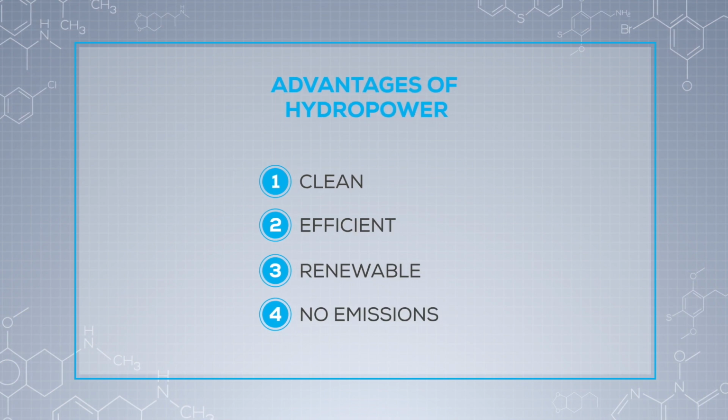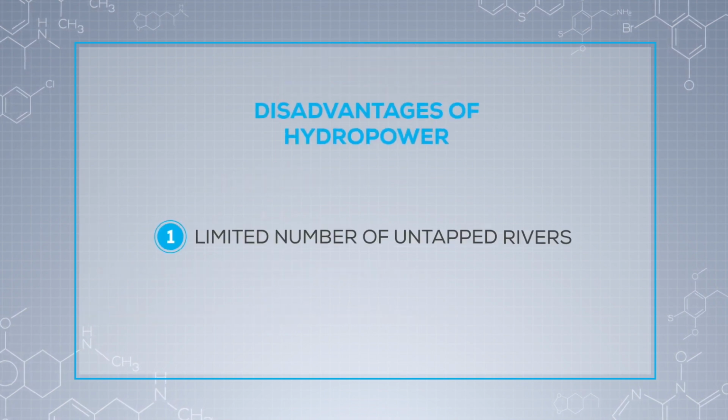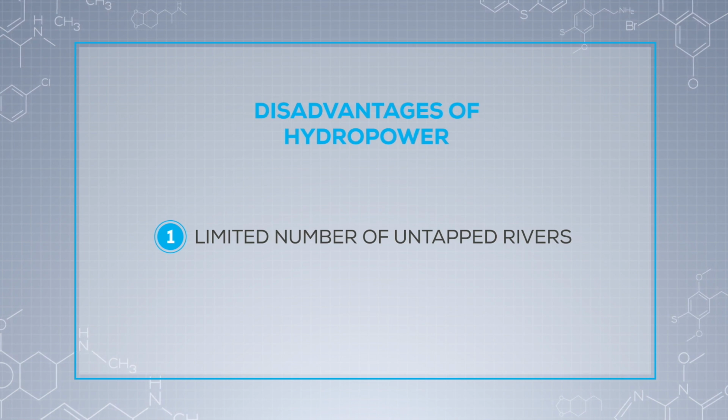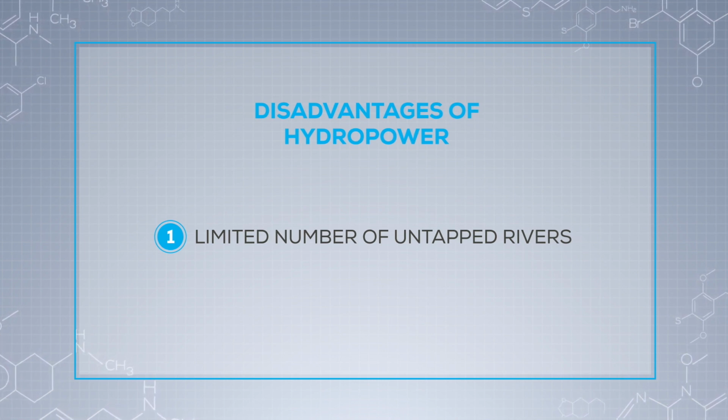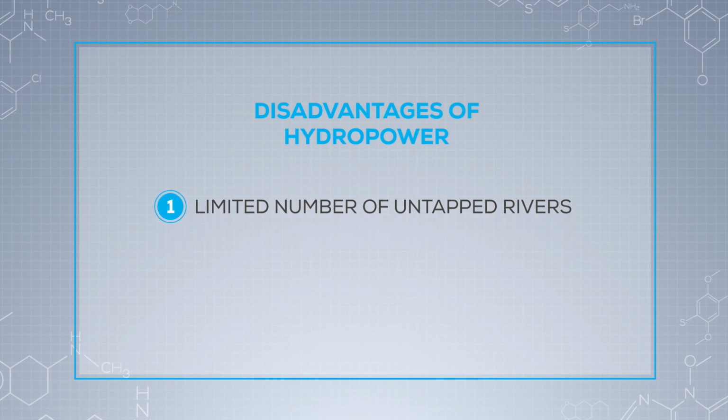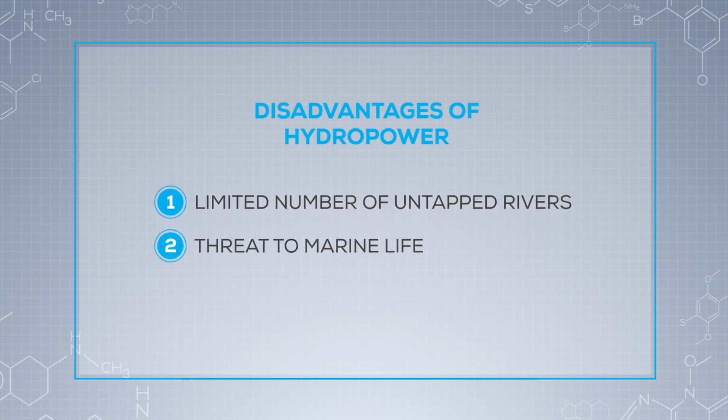The main disadvantage is the limited number of rivers that can be dammed for electricity generation. In the U.S., a little less than half have already been dammed. This leaves some untapped potential, but environmental concerns are likely to halt or at least slow down the building of any new dams. Dams pose a threat to marine life because they interfere with the spawning patterns of fish that must swim upstream to their spawning grounds.